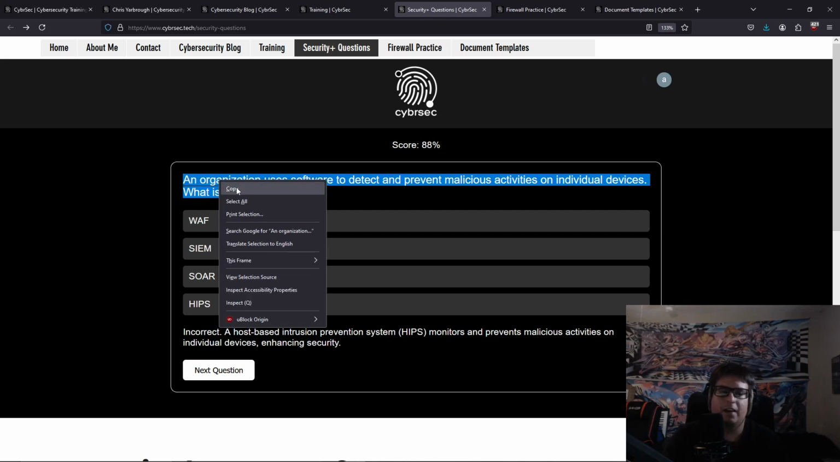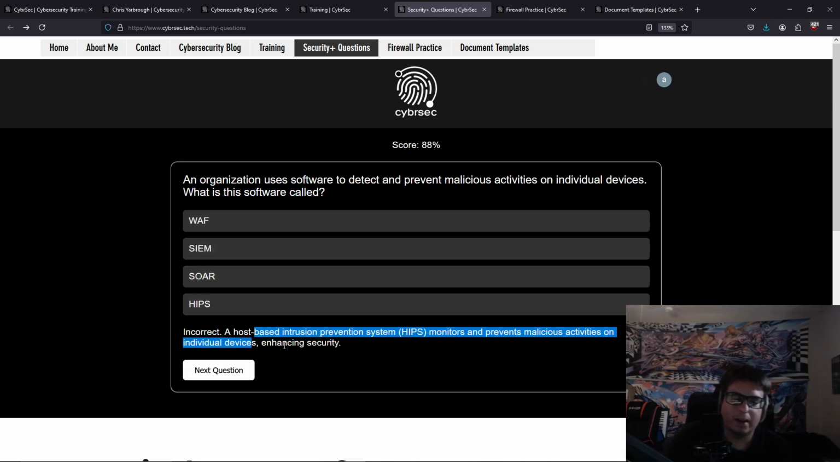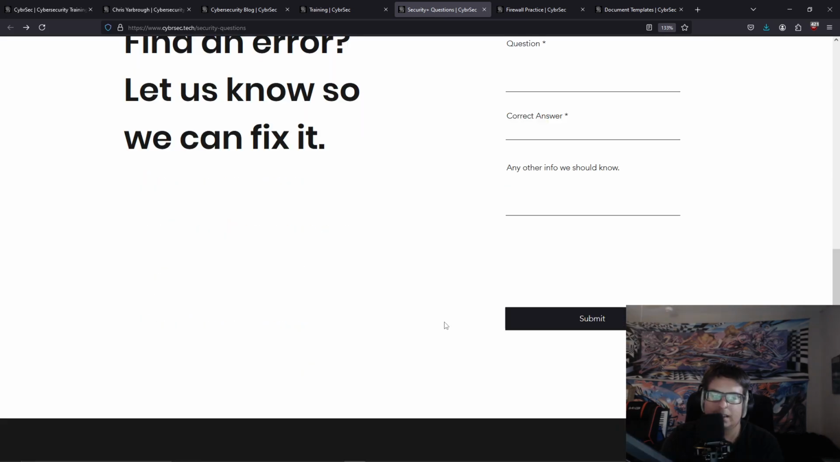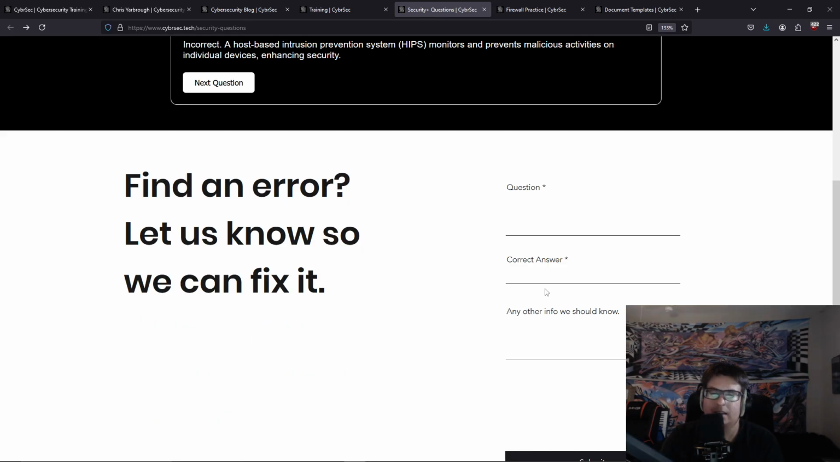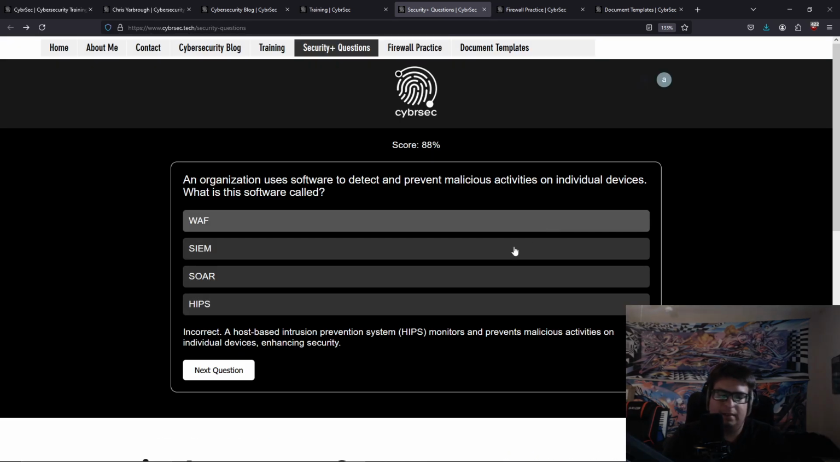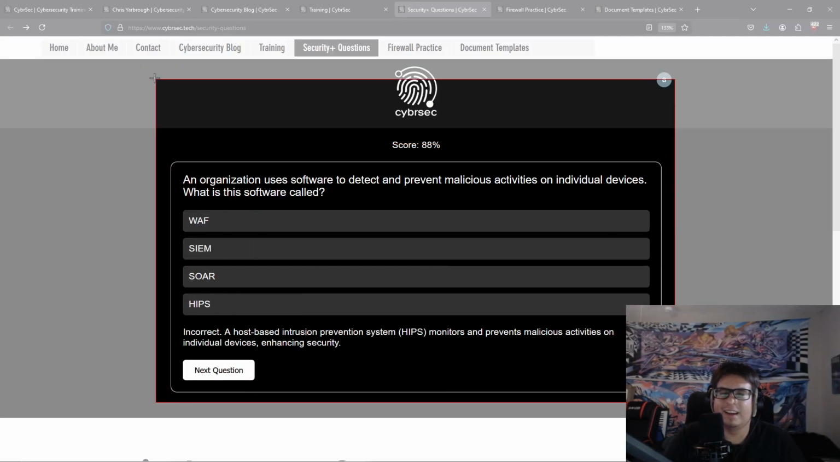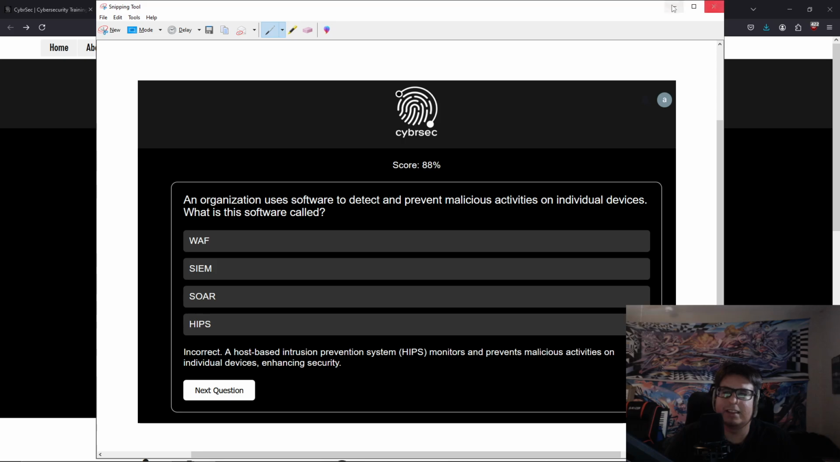All right. I'm putting this in because, right? Am I wrong, guys? It says HIPS monitors and prevents malicious activities on individual devices. Detects and prevents malicious. Yes. That's what I chose, right? Play back the tape. That's what I chose. I'm just gonna snippet this and I'll get back to this later.